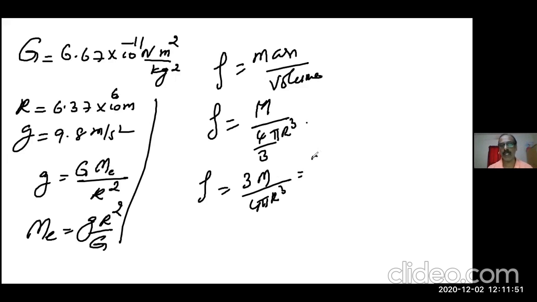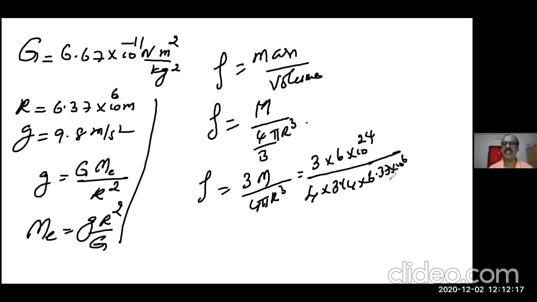Mass we just now calculated. 3 into, what is mass? 6 into 10 to the power 24. 6 into 10 to the power 24 divided by 4 into 3.14, R cubed. What is R? 6.37 into 10 to the power 6 whole cubed, isn't it?